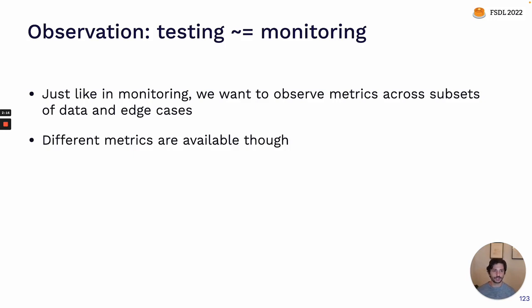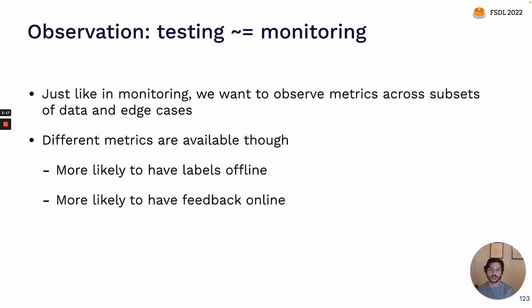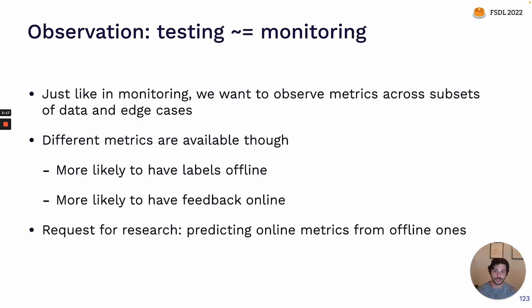One difference between these two is that you will, in general, have different metrics available in offline testing and online testing. For example, you are much more likely to have labels available offline. In fact, you always have labels available offline because that is how you're going to train your model. But online, you're much more likely to have feedback. And so even though these two ideas are highly analogous and should share a lot of metrics and definitions of subsets and things like that, one point of friction that will occur between online monitoring and offline testing is that the metrics are a little bit different. So one direction for research that I think would be really exciting to see more of is using offline metrics like accuracy to predict online metrics like user engagement.